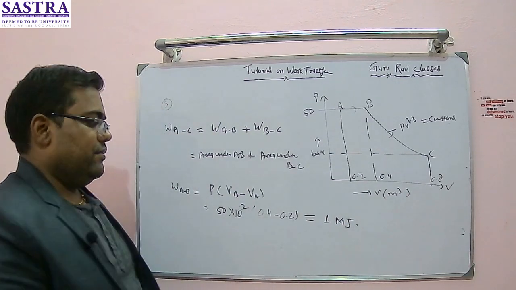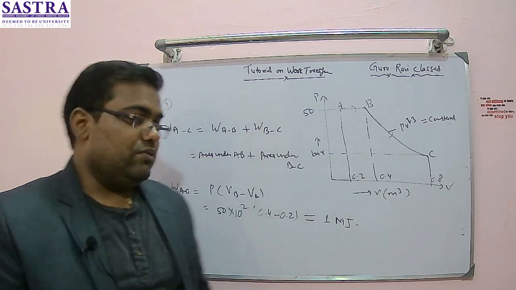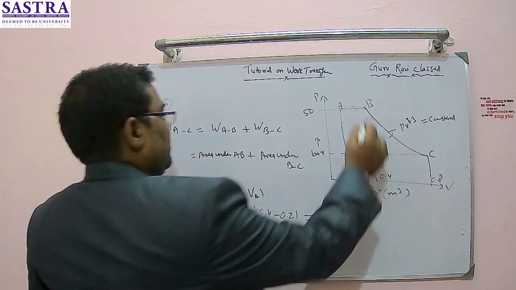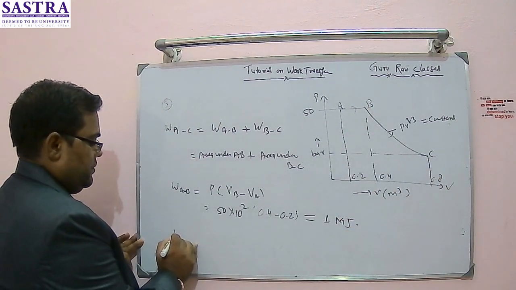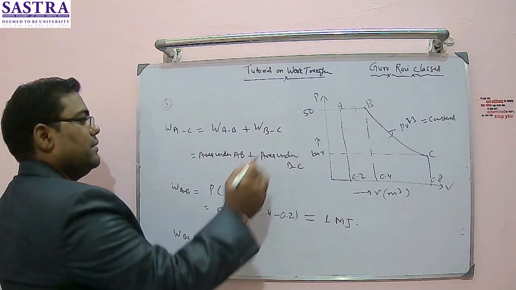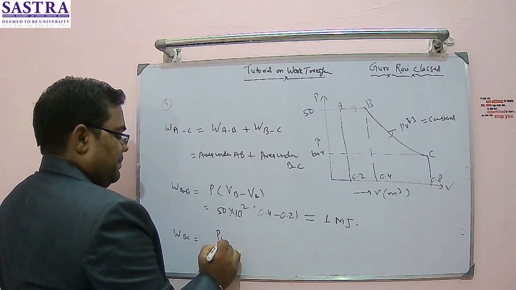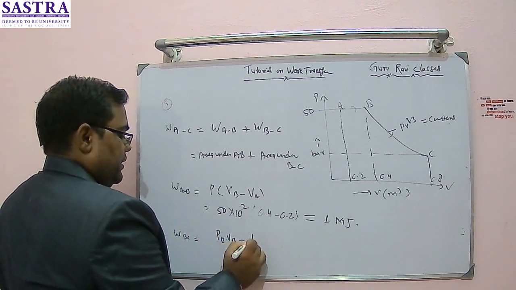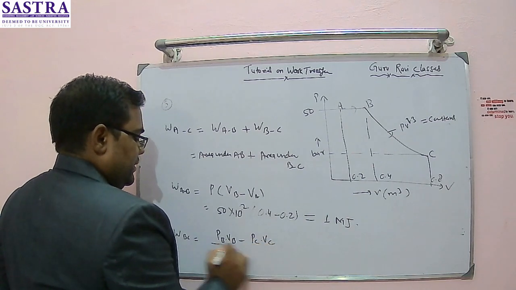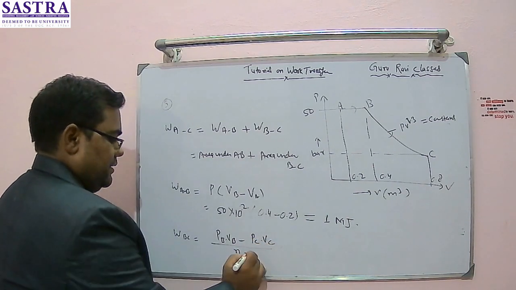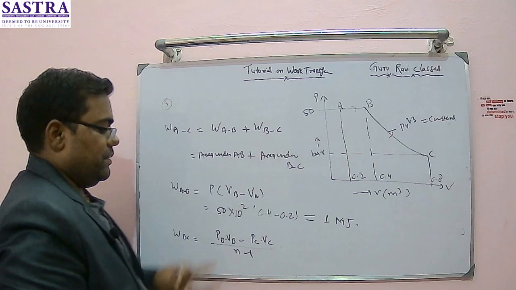If you multiply it, you will get 1 megajoule of work in WAB. Now come to the WBC. So WBC is nothing but this expansion, right? PB, VB and PC, VC divided by n minus 1. Simple thing, right? It's a polytropic process.